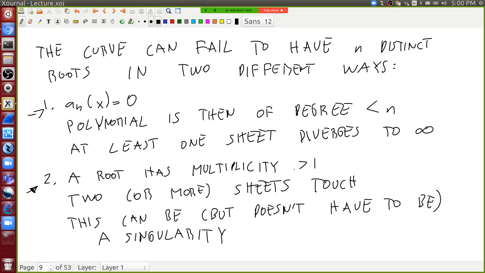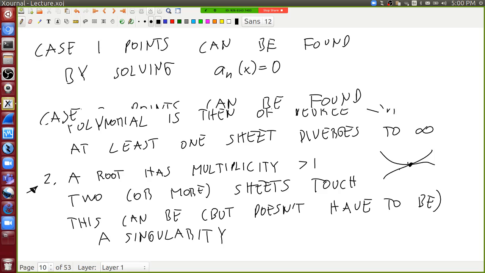The root could have multiplicity more than 1. This is the case where 2 or more sheets touch. So we've got these 2 sheets and they come together, and there's a point of intersection. That could be a singularity. It doesn't have to be a singularity, but that is the case where we have 2 sheets that come together, they have a single value, and we want to analyze that a little bit more.